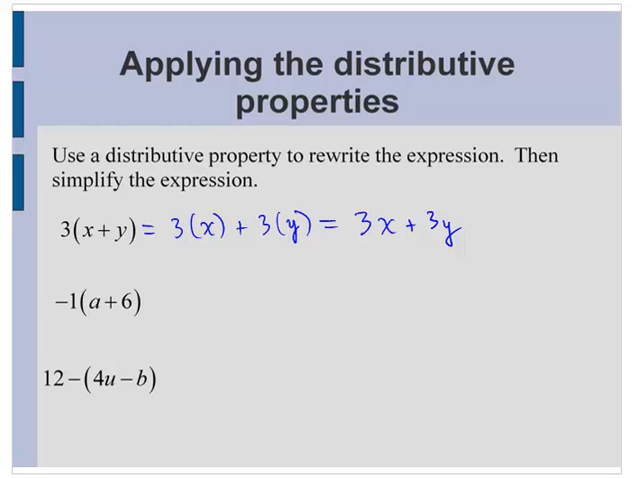Negative 1 by the quantity a plus 6 can be written as negative 1 times a plus negative 1 times 6. Negative 1 times a can be written as negative a plus negative 1 times 6 can be written as negative 6. Now we usually don't like to write negative a plus negative 6. Instead we would write negative a minus 6.